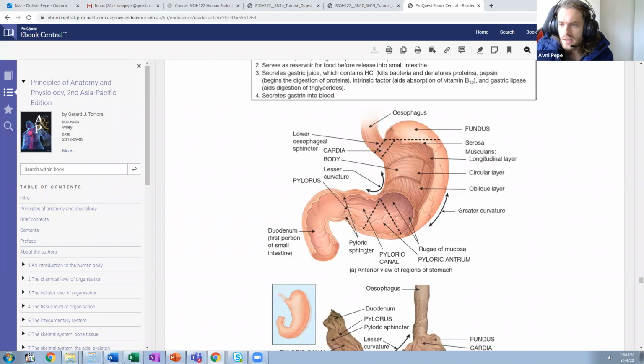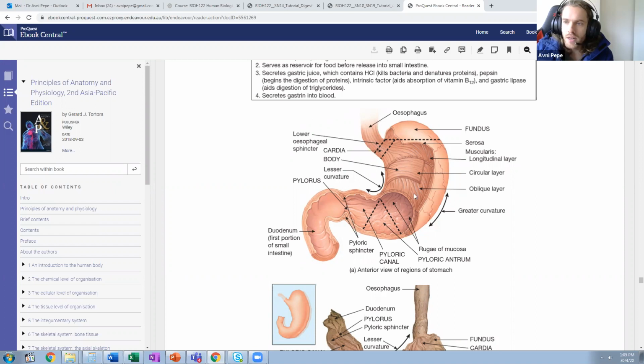Another key structure is the pyloric sphincter, this one here. Just to give you an idea, a sphincter is a muscle, and the majority of sphincters are not under voluntary control, so you can't close them by thinking about it. The pyloric sphincter will close, and it will only allow little bits of chyme through from the stomach into the duodenum, which is the start of the small intestine. It'll close and only allow little bits through at a time.